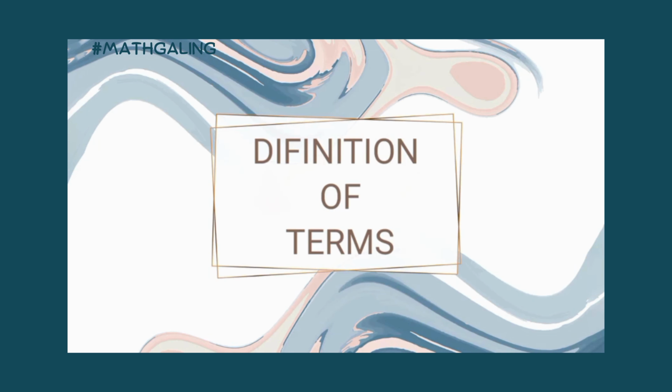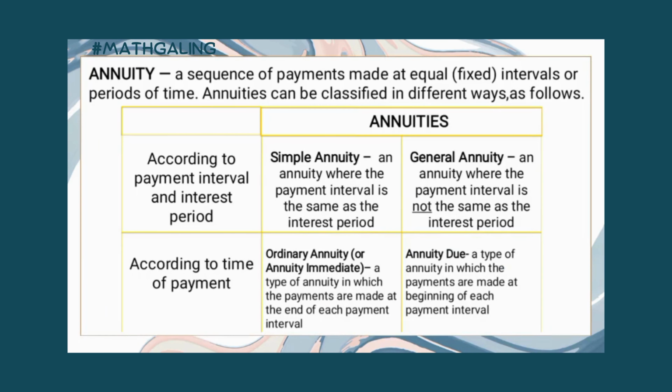Okay, so let's have our definition of terms. Annuity, a sequence of payments made at equal or fixed intervals or periods of time. Annuities can be classified in different ways as follows. According to payment interval and interest period: simple annuity, an annuity where the payment interval is the same as the interest period. General annuity, an annuity where the payment interval is not the same as the interest period.